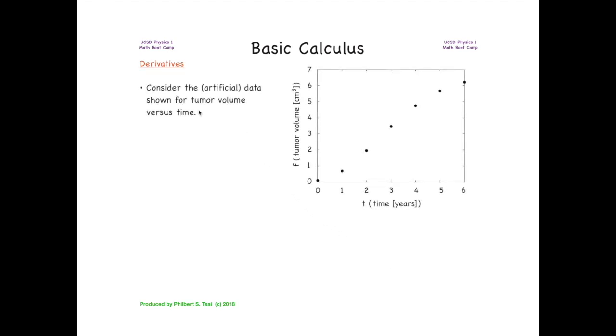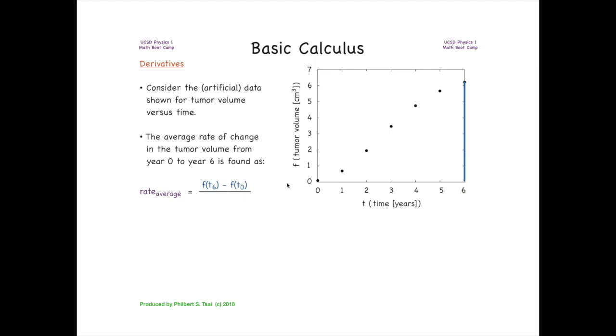Consider the artificial data shown for tumor volume versus time. In this plot, we have time on the horizontal axis, and the tumor volume, which we've labeled F, which is a function of time, on the y-axis. The average rate of change in the tumor volume between years 0 and 6 can be found as the change in the volume from the endpoint to the starting point divided by the duration of that observation. In this case, we're taking the difference in the volume at time 6 and the volume at time 0 and dividing that by the difference in time from the start to the end of the observation, in this case, 6 years.